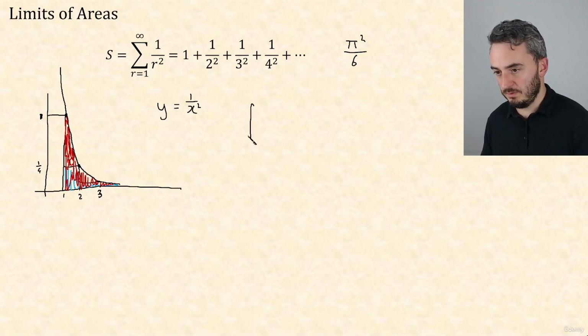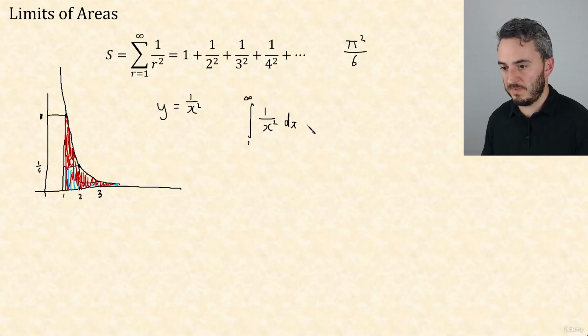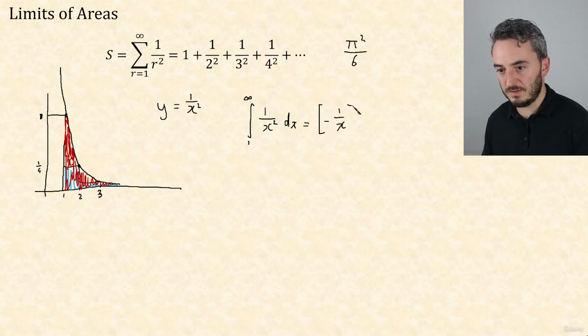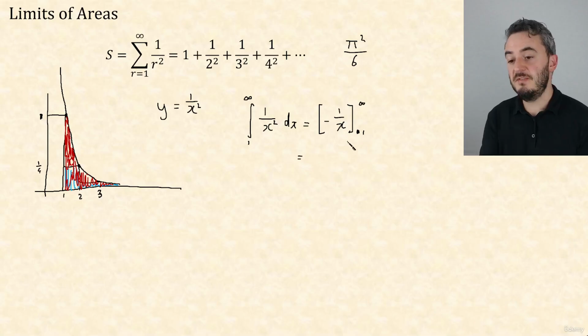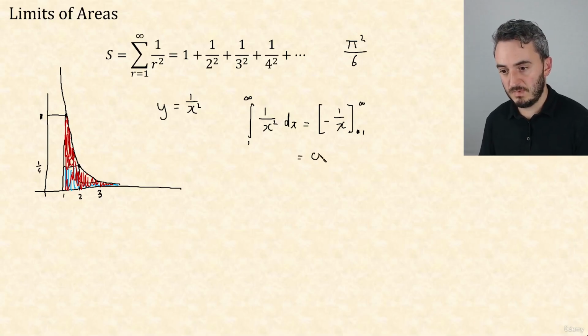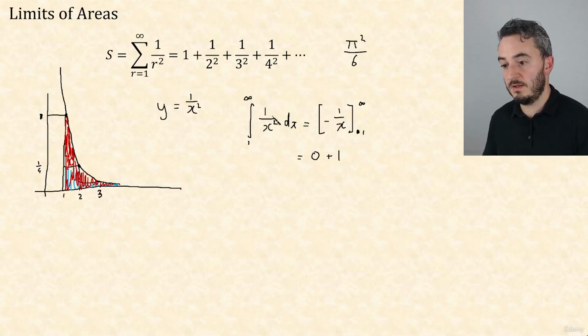So what is the integral of 1 over x squared dx between 1 and infinity? Well, that's pretty easy to do because I can just evaluate -1 over x between 1 and infinity. Subbing in a value which tends to infinity gives me 0. Then minus, so plus 1 over 1 gives me 1. So what I've learnt is the area under the curve 1 over x squared between 1 and infinity is 1.